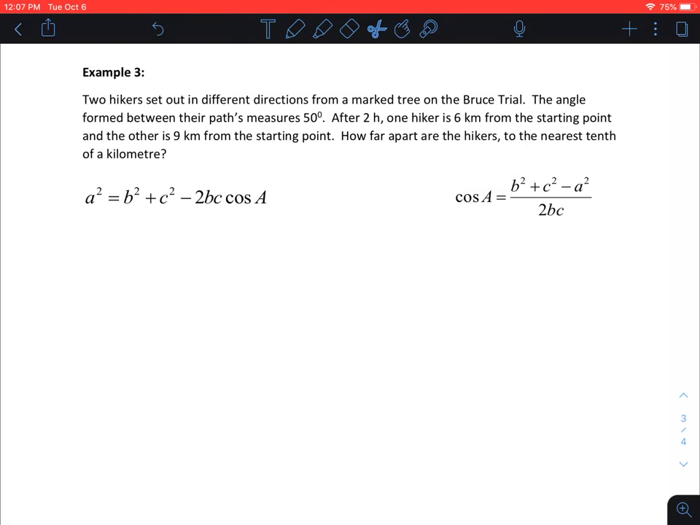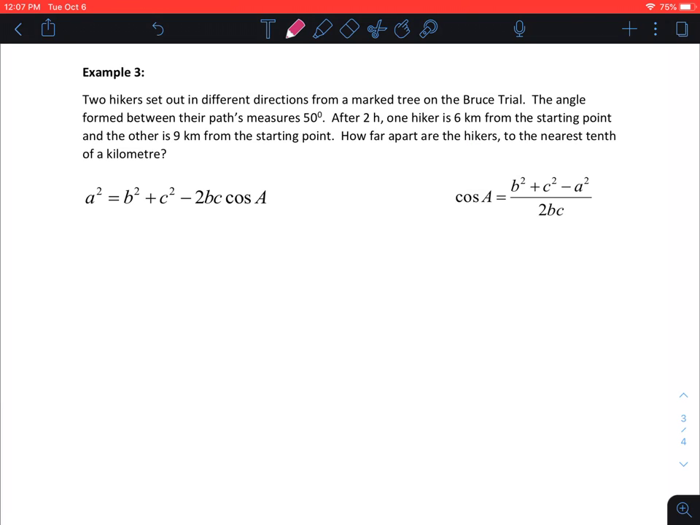Hi everyone, let's take a look at an example of a word problem that we can solve using the cosine law. So here in this example we have two hikers that set out in different directions from a marked tree on the Bruce Trail. The angle formed between their paths measures 50 degrees. After 2 hours, one hiker is 6 kilometers from the starting point and the other is 9 kilometers from the starting point. How far apart are the hikers to the nearest tenth of a kilometer?